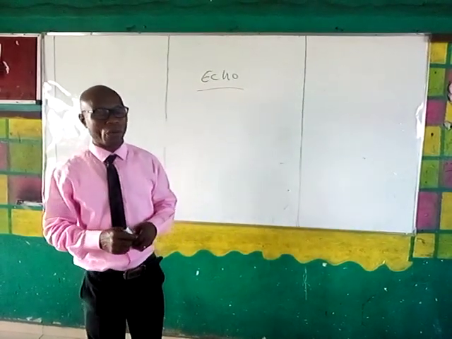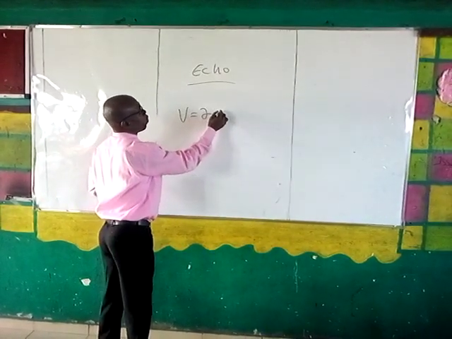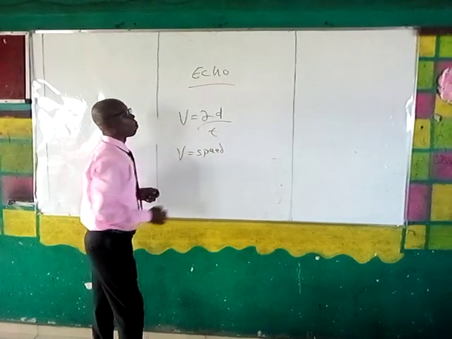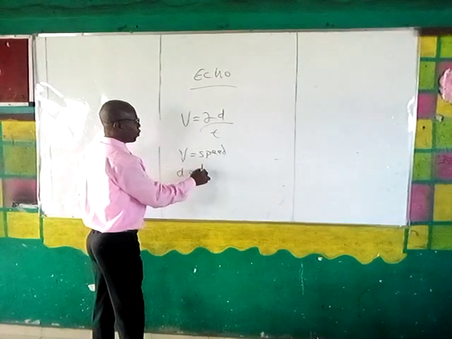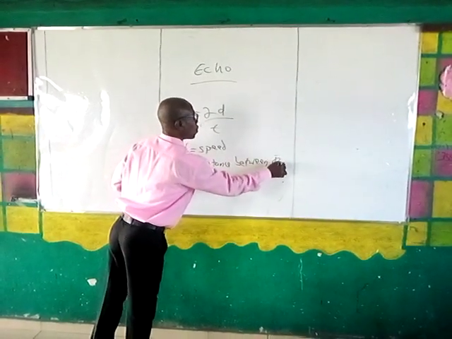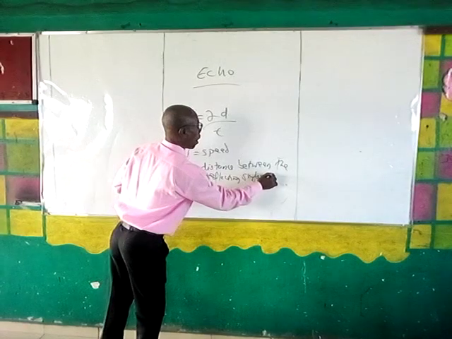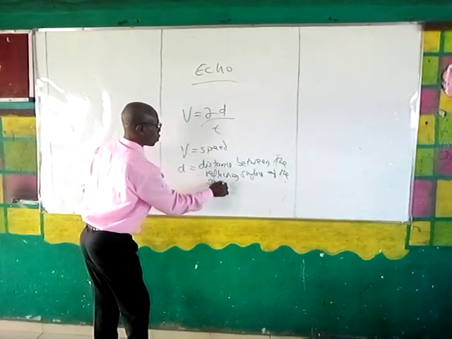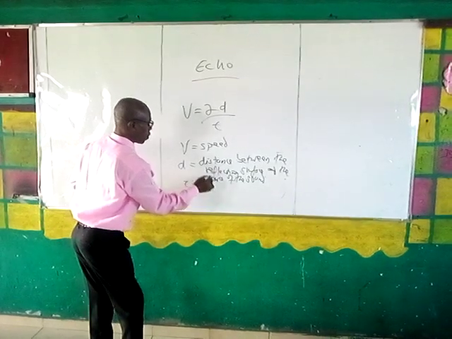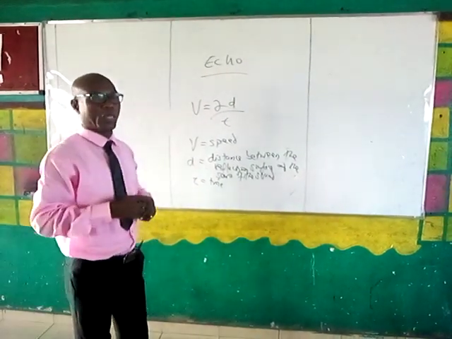Then the speed of the echo can be calculated using the equation v = 2d/t, where v is the speed of the echo and d is the distance between the reflecting surface and the source of the sound, while t is the time interval that elapses after the sound is released and the echo is heard.